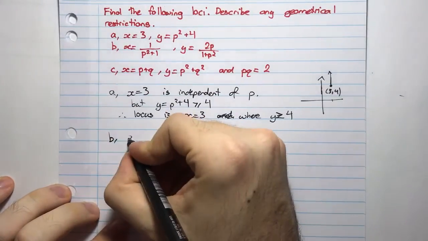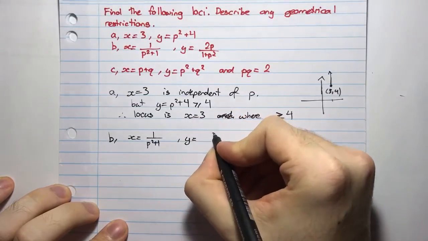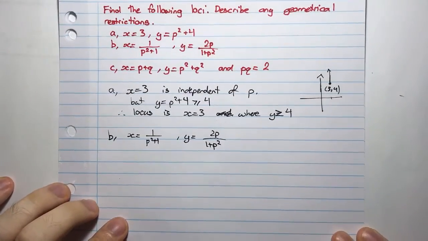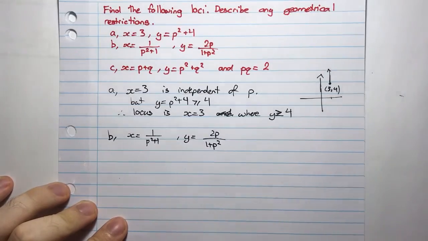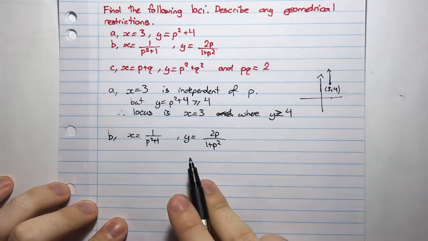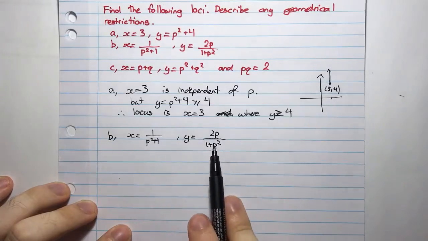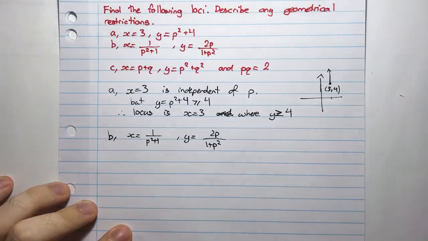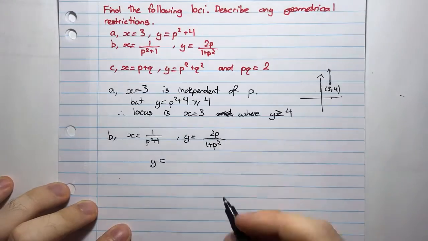x equals 1 over p squared plus 1, and y equals 2p over 1 plus p squared. Okay, so I want to eliminate this p squared plus 1 business. In fact, I want to eliminate all the p's. I want to try and find a relationship between x and y. So, what will I do here? Well, I can see that I pretty much have x in this y. I have this 1 on 1 plus p squared, which I have here, but I also have a 2p. But for the moment, I'm just going to eliminate as much of the p as I can.